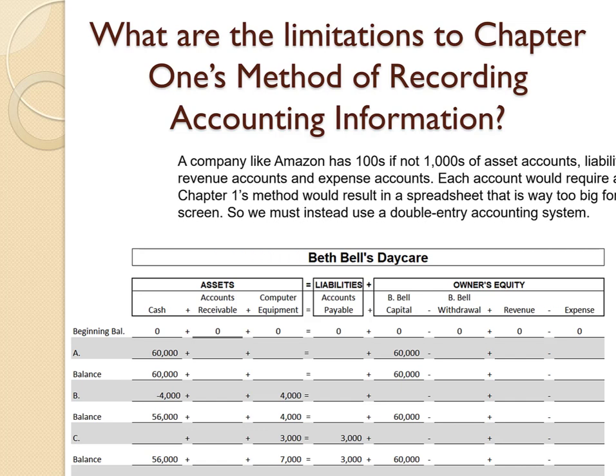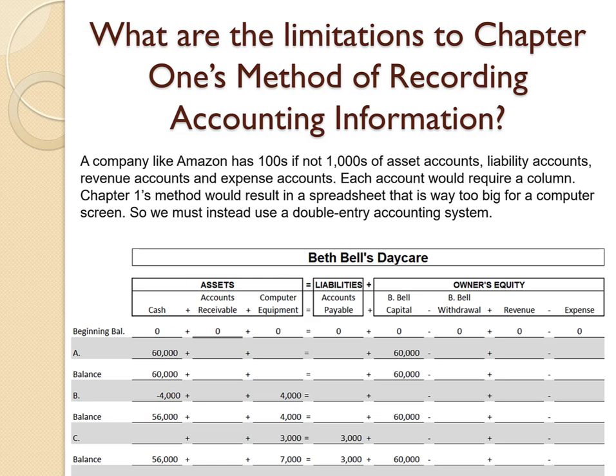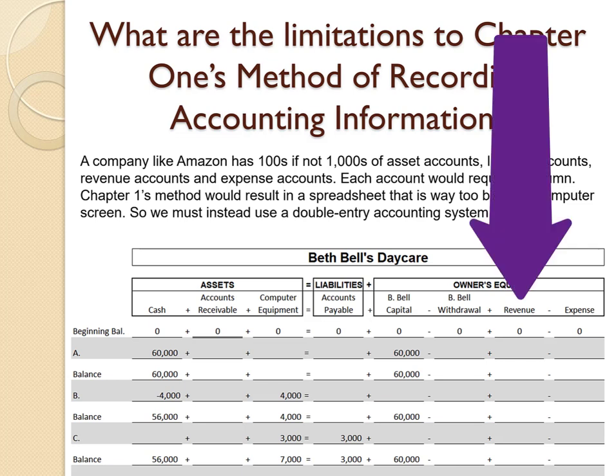But companies usually have hundreds, if not thousands, of accounts, and each account would require a separate column. That many columns would not fit on a computer screen, so we must instead use a double entry accounting system. For example, Amazon would need a revenue account for each product it sells in order to be able to track which products are selling and how profitable those products are. So we're going to learn double entry bookkeeping and accounting.